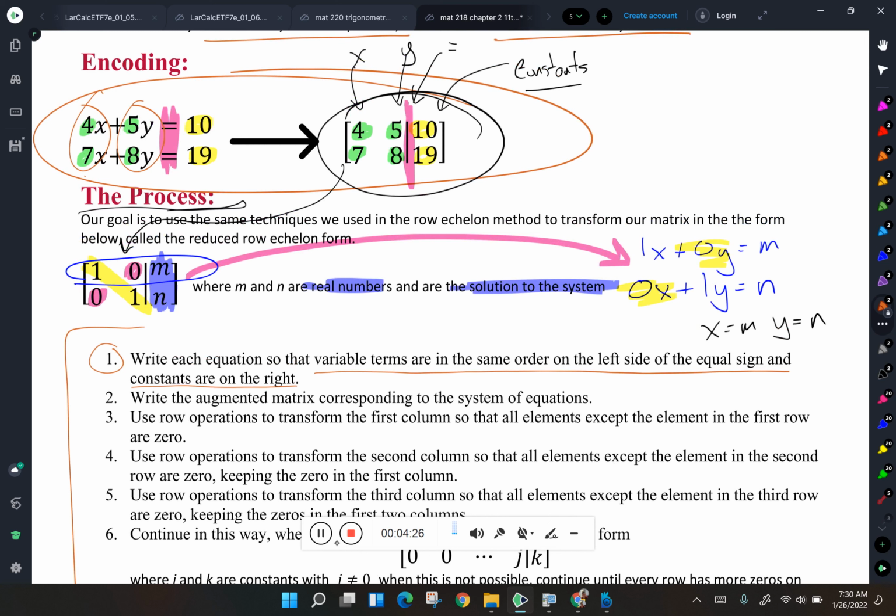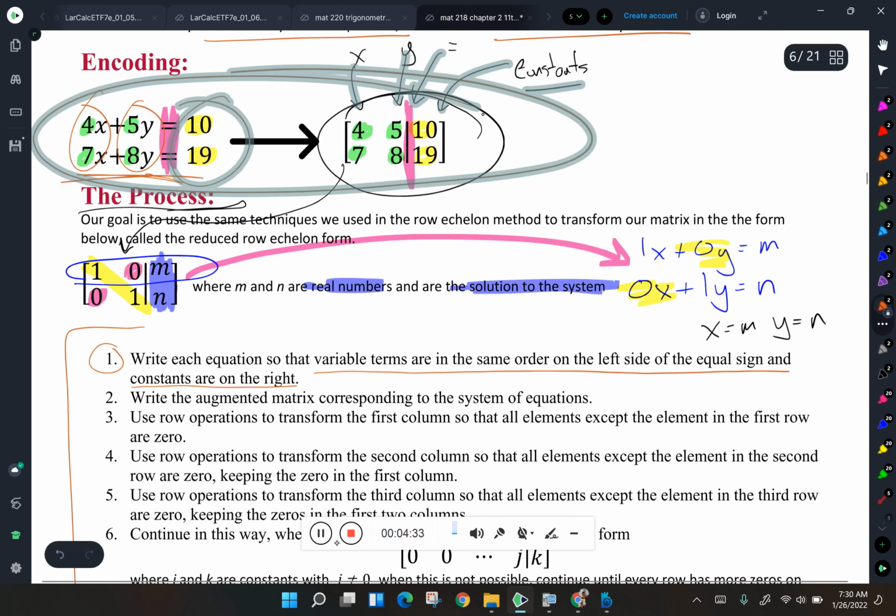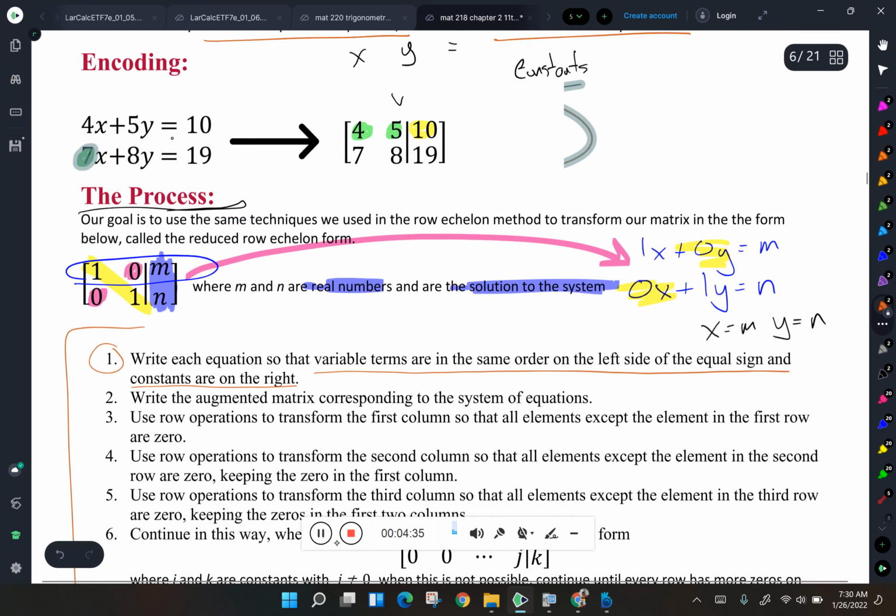So all the equations match the order, and constants are on that right-hand side. Okay? So I'm going to clean this up here. So step one is, if your equations don't look right, make them look right. And by right here, we mean line up your variables, x's, then y's, put your constants on the right-hand side.